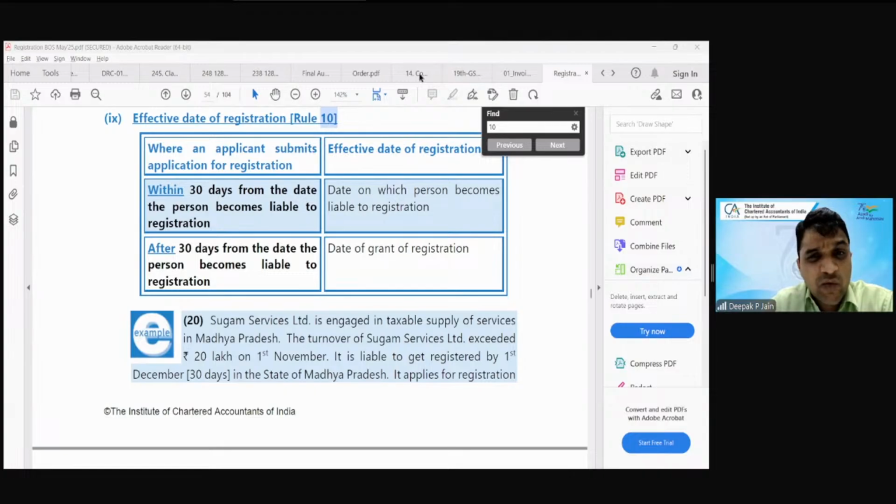Ishan's question is, but ITC would only be available from the date immediately preceding the date you became liable for registration. That is in respect of stock. In case of stock, right? That we had discussed in terms of stock in the ITC chapter. Here we are talking about purchases which have been made after the date when you became liable for registration. That stock, will you get the credit, is the question. That purchases.